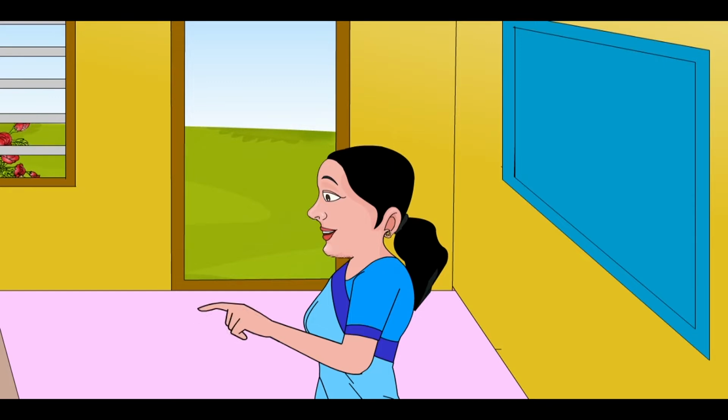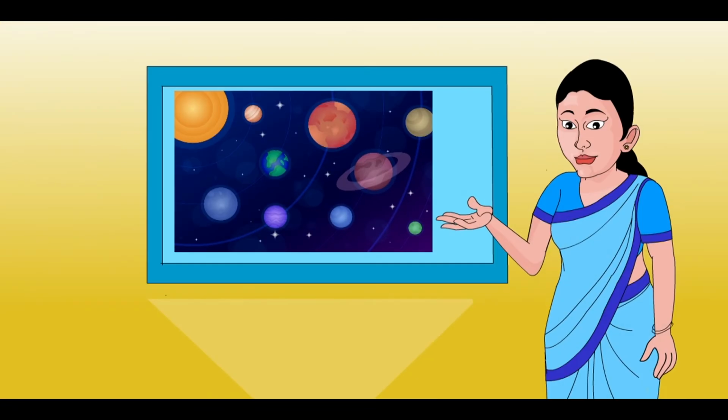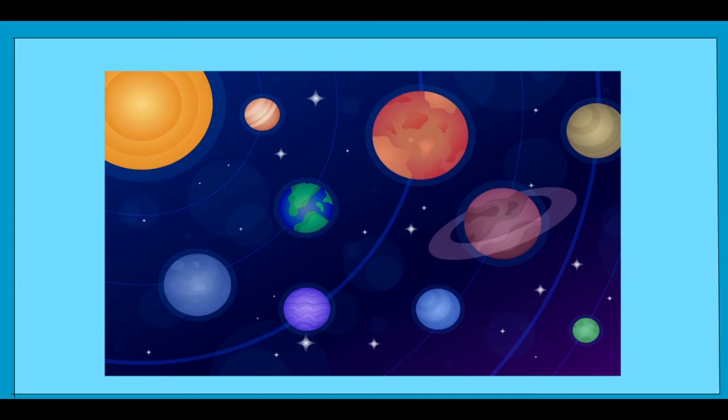They move around the Sun in a fixed path. Our planet Earth is one of the 8 planets. Other planets are Mercury, Venus, Mars, Jupiter, Saturn, Uranus, and Neptune. The Sun and these 8 planets together form our solar system.